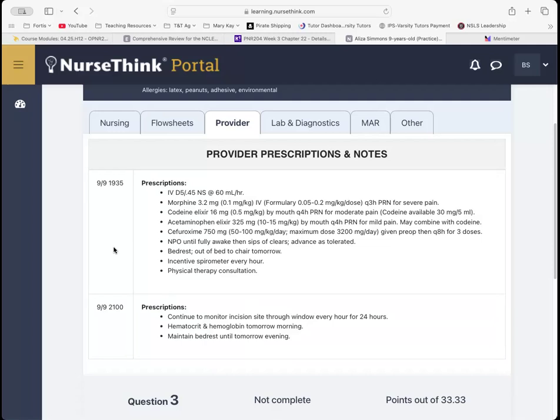We are NPO until we fully wake up, then clears and advancing as tolerated. Bed rest until tomorrow we can get out of bed to a chair, and an incentive spirometer every hour. Physical therapy consult also. So what are some good things that they did with those initial admission orders?